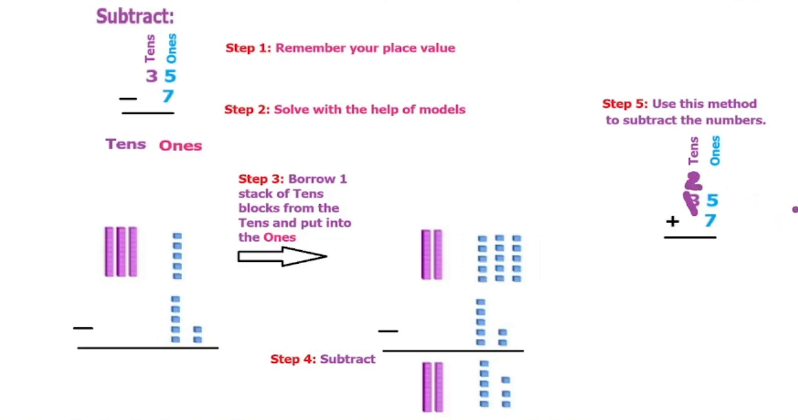And then let's undo that. And let's use the proper. Okay, so let's cross this out. This becomes a 2. And then we add a 1 to the 5. It becomes 15. So 15 minus 7 is 8. And then 2 minus nothing is 2. And that's the answer, 28.